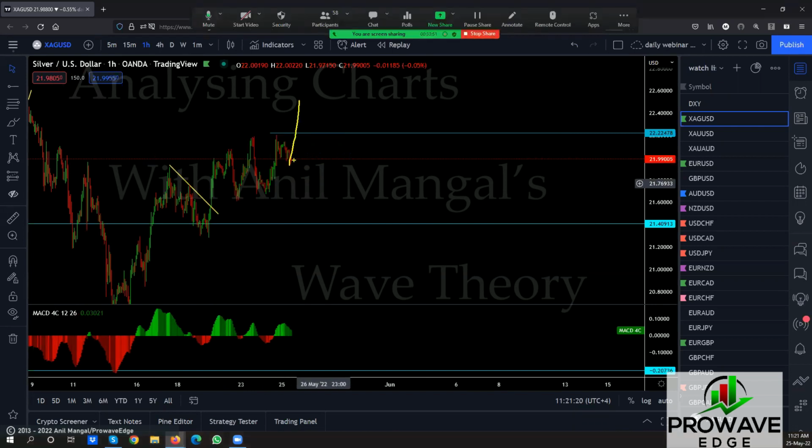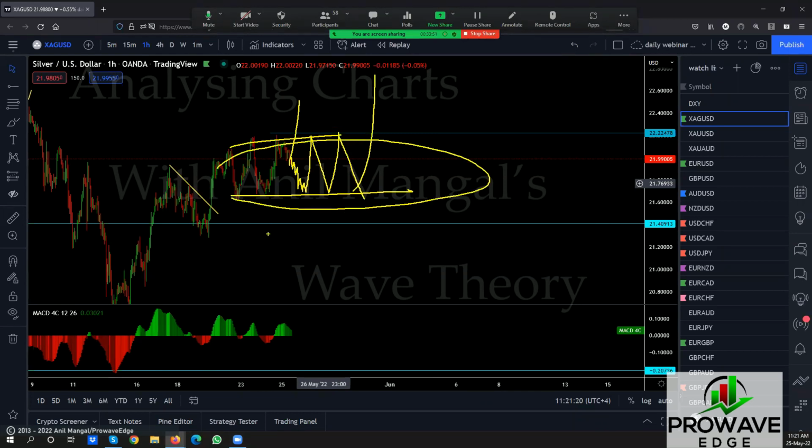If this comes down slowly like this here, then we will have something like that. We'll probably come back here. We might even go back there. We might come back here. And then all of this will probably break out. So as long as this consolidation stays here, we're buying.